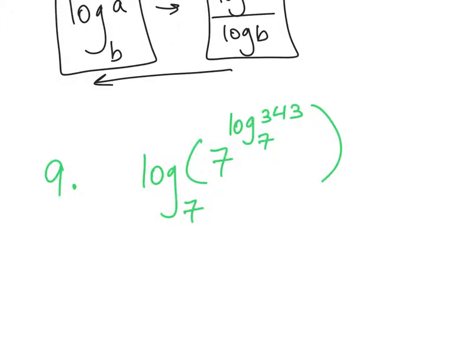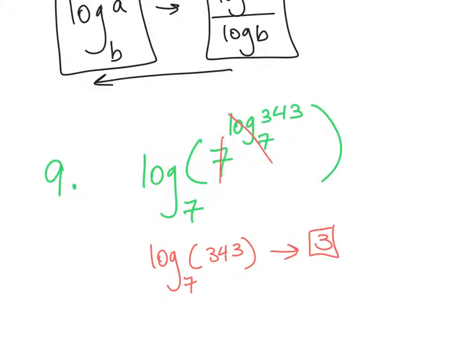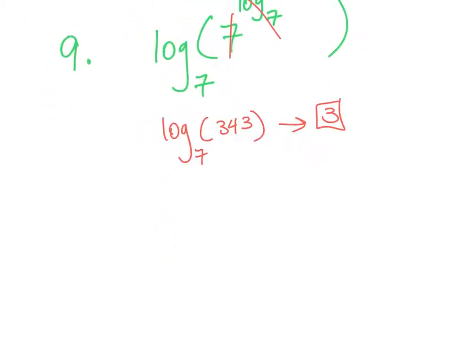Okay. The 7 to the log 7 cancels out, and they just have log base 7 of 343. Very good. 7 to the power, what gives you 343? 3. Very good. Now there's another problem that will practice this for you, and that is problem 18. Look at number 18. Copy that down and think about it.